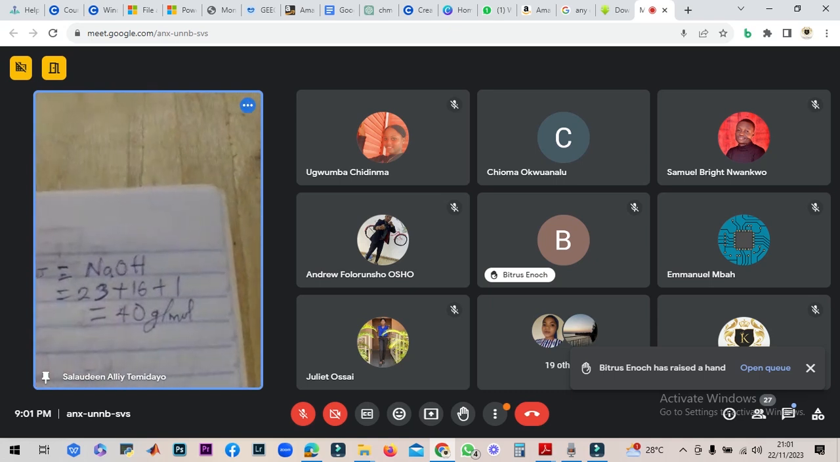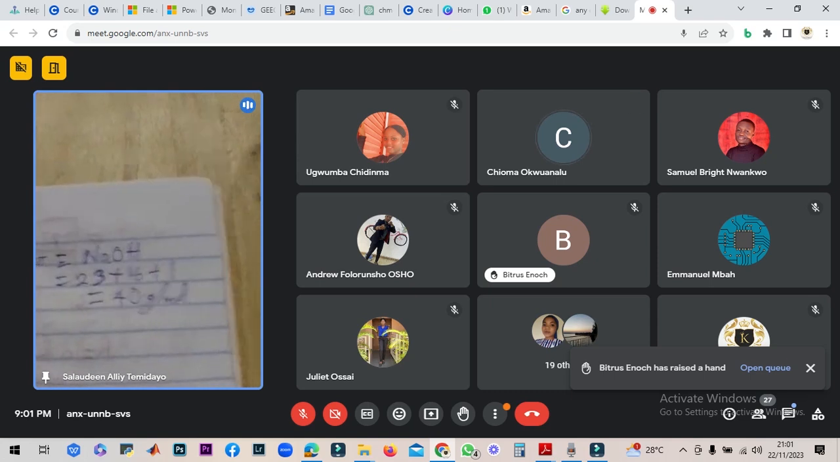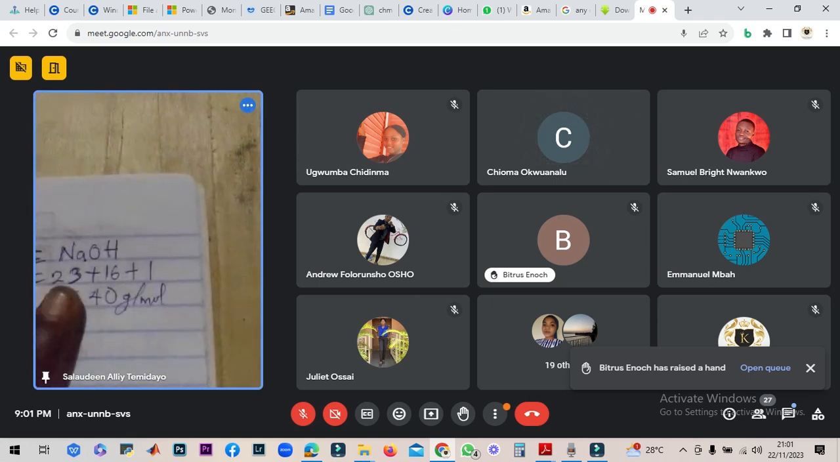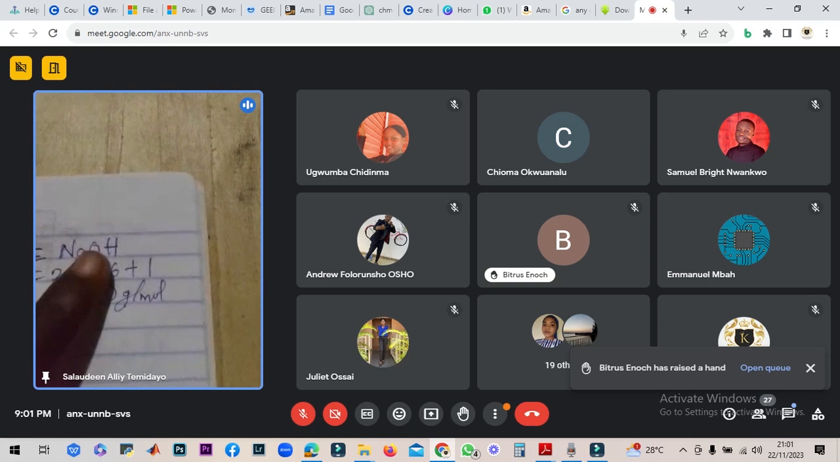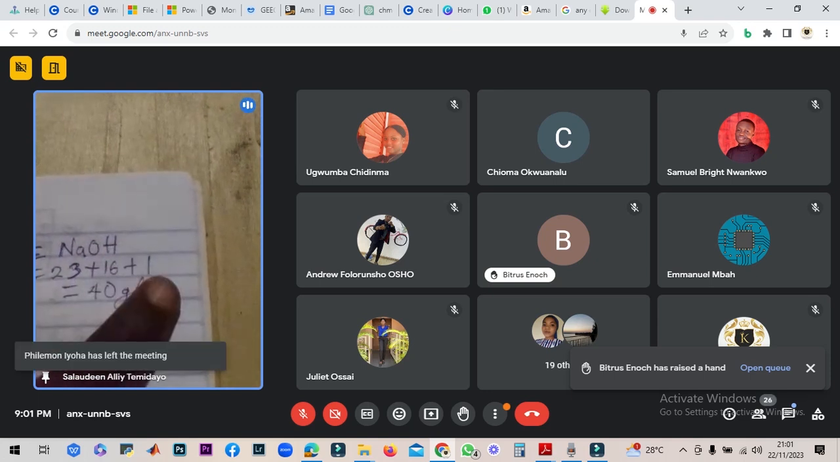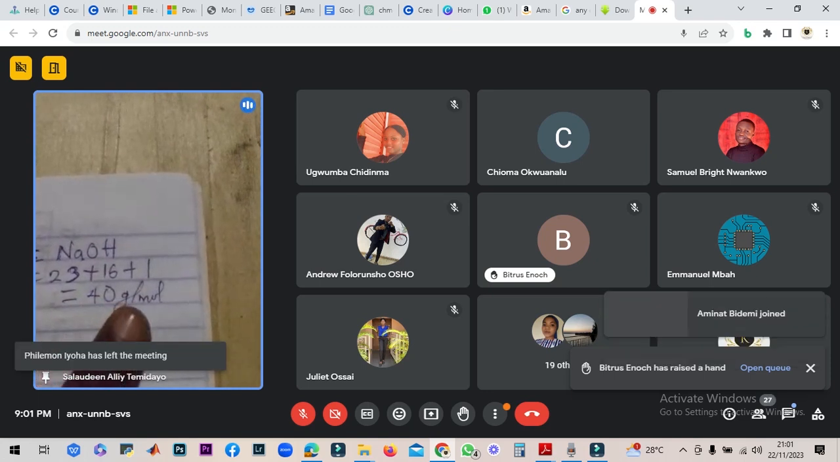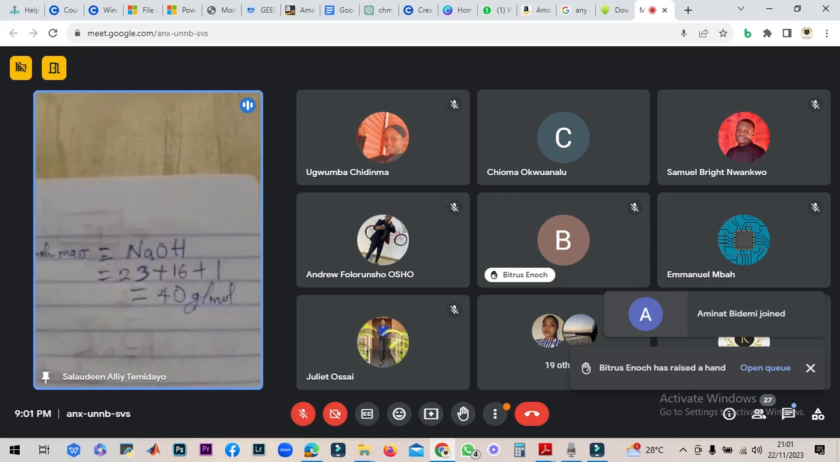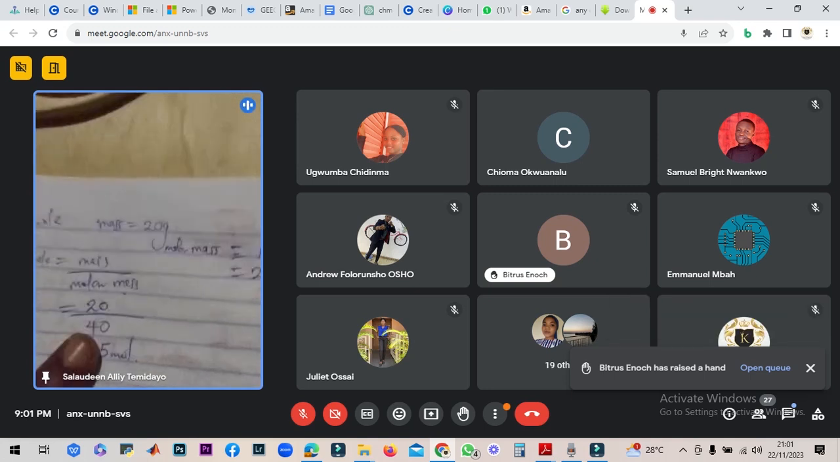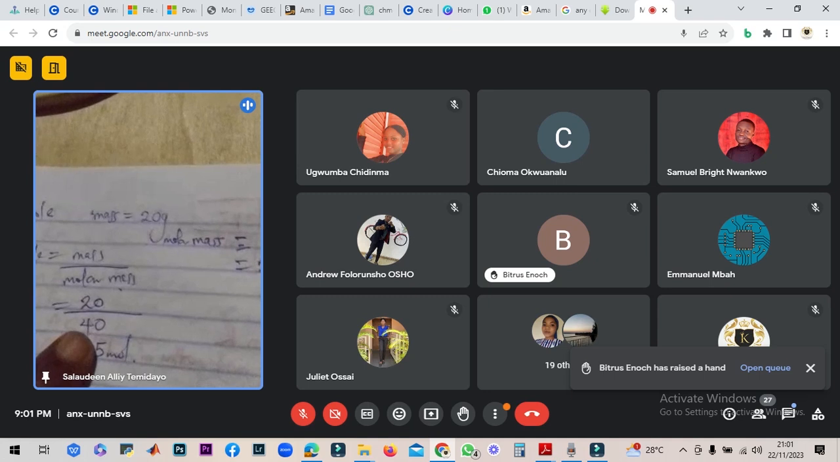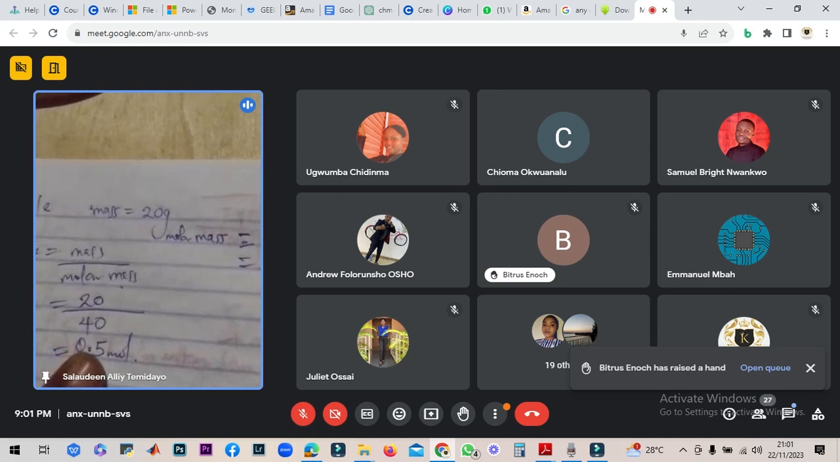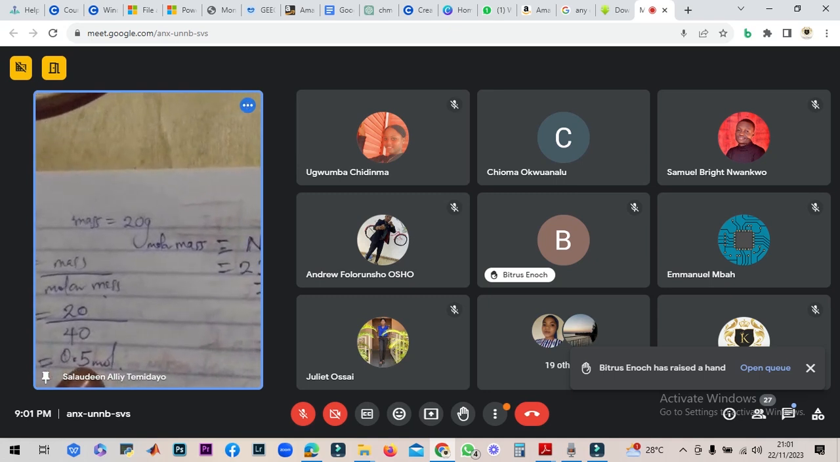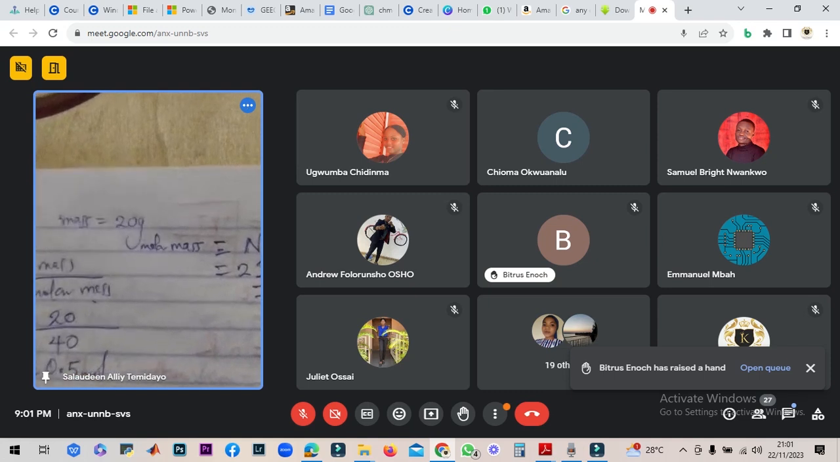It's another thing. Okay, so 23 is the mass number of sodium, plus oxygen is 16 and hydrogen is 1. So we got 40 grams per mole overall. The unit of molar mass is grams per mole. So now I have the mass, that is 20, over the molar mass, which is 40. So 20 divided by 40 gives 0.5 moles.